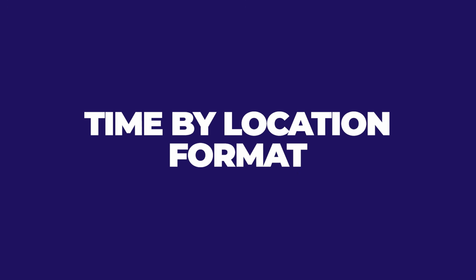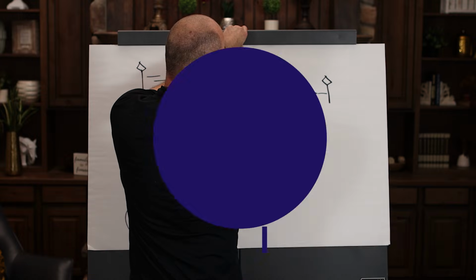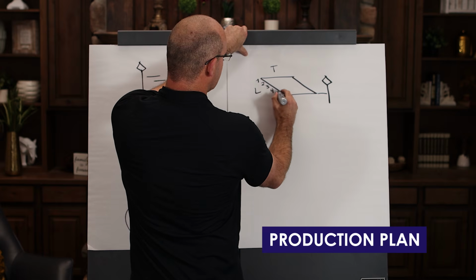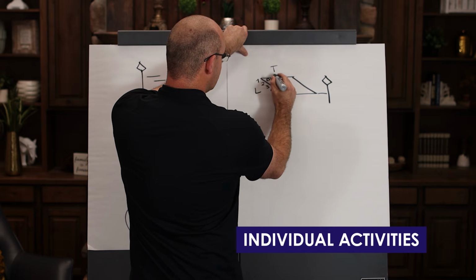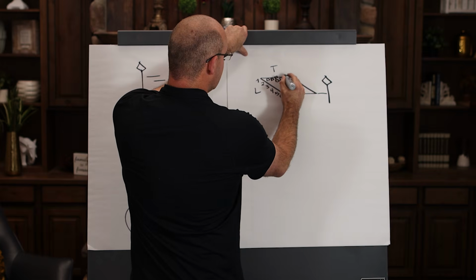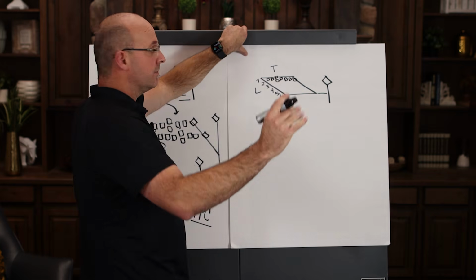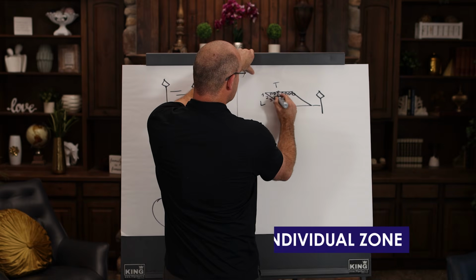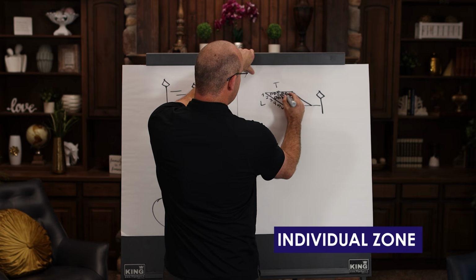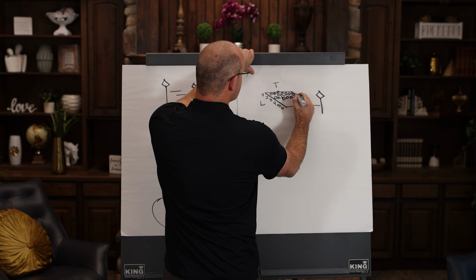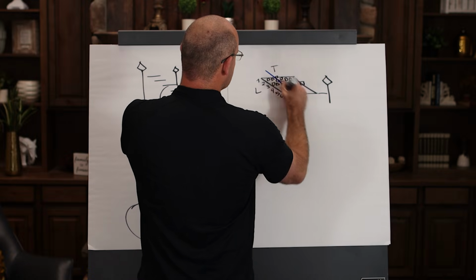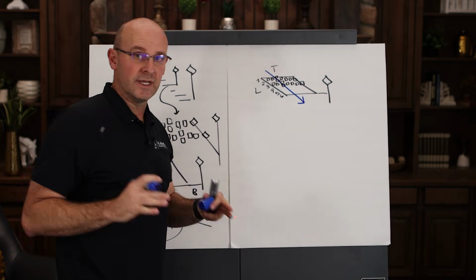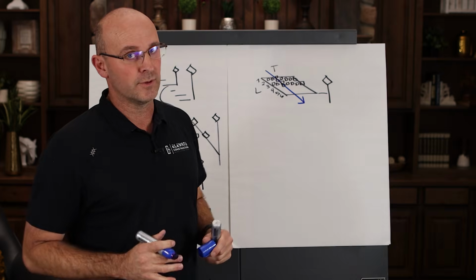In a time by location format, what we have are the production plan in a time by location format with zones. You can see the individual activities by zone. And again, we do not pull plan one big massive area. We pull plan the individual zone, and then we repeat it through the zones to make sure that we have diagonal trade flow. And that diagonal trade flow is exactly what we need to maintain if we want to narrow the throughput time of the phase.